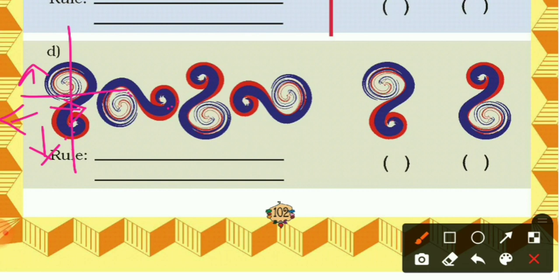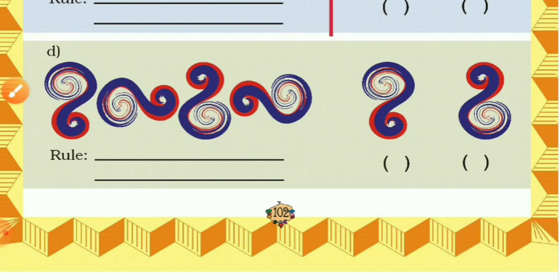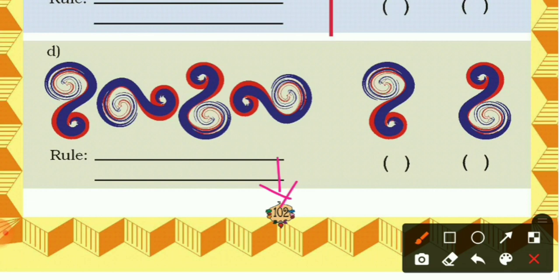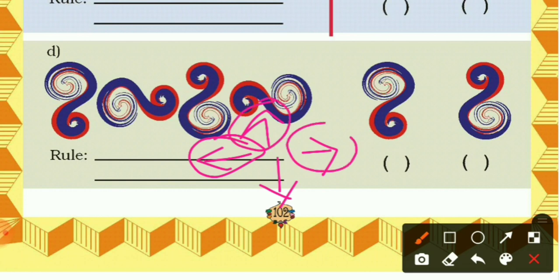So how many turns did it take? 1, 2, 3. It means 3 turns it took. First it was facing downside, then left, then upside, then right. So in 3 turns, 1, 2 and 3, we got the second picture. Clear? Now come to the second way. Once again we will turn this picture using a 3/4 turn. So in a 3/4 turn, how will it look?